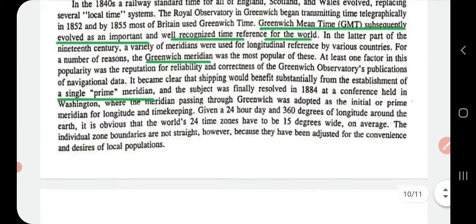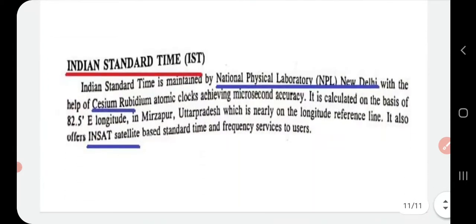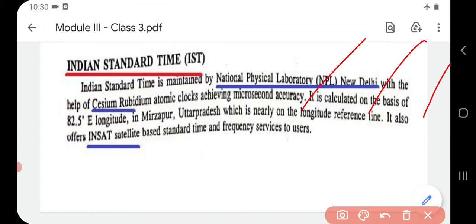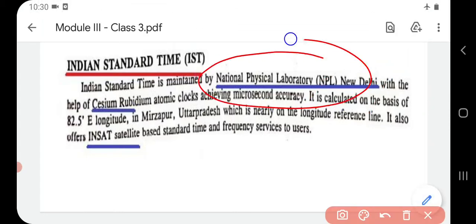Okay, last one is Indian Standard Time. It is maintained by the National Physical Laboratory, NPL, New Delhi, with the help of cesium and rubidium atomic clocks, achieving microsecond accuracy. Okay, it is calculated on the basis of this much longitude in Mirzapur, Uttar Pradesh, which is nearly on the longitude reference line. It also offers INSAT satellite based standard time and frequency services to users.